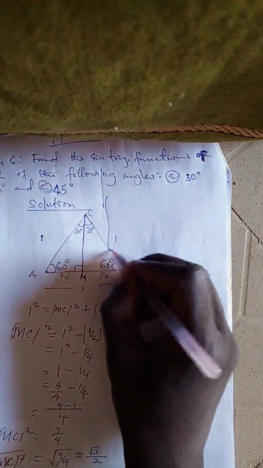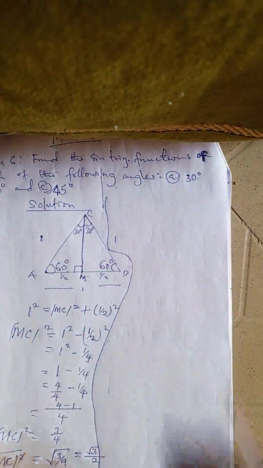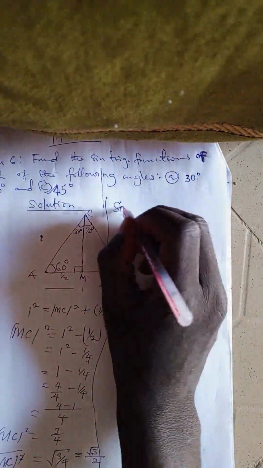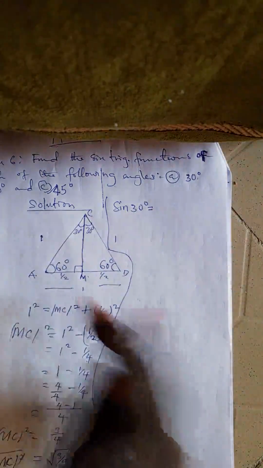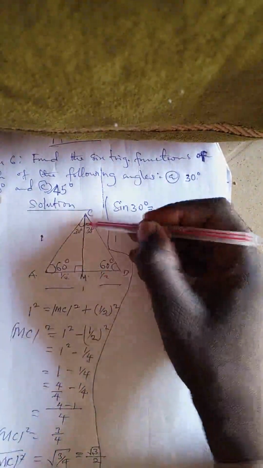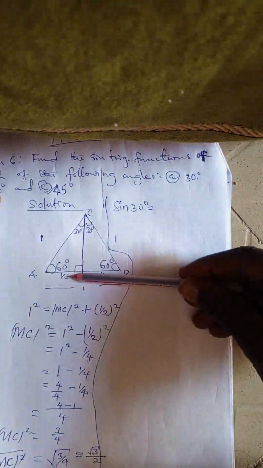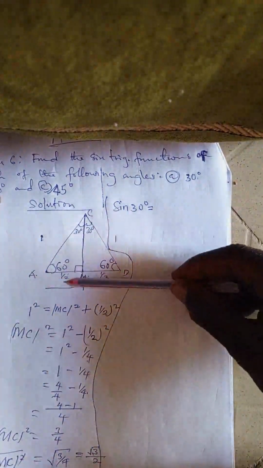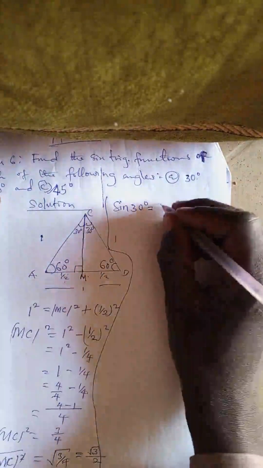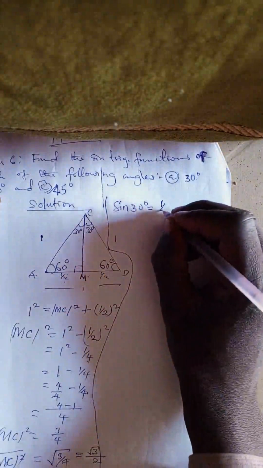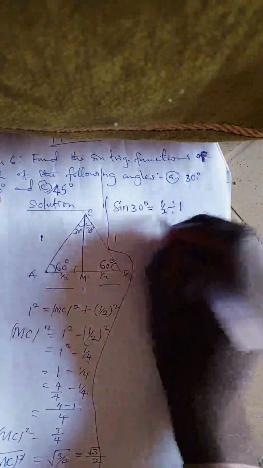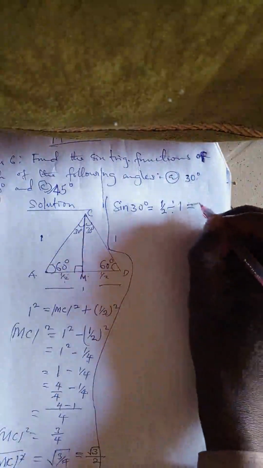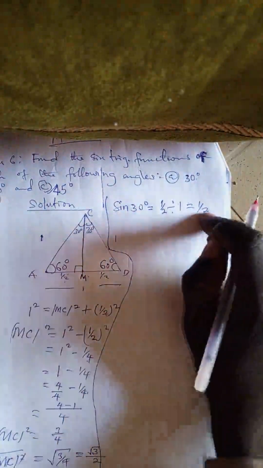And so we have sine 30 degrees. Let's start with 30. Sine is opposite over hypotenuse. Opposite to 30 is AM. I'm using triangle AMC. So opposite to 30 is AM, but AM is of size 1 over 2, divided by the hypotenuse, which is equal to 1. So half divided by 1 is the same thing as half. So sine 30 is equal to half.